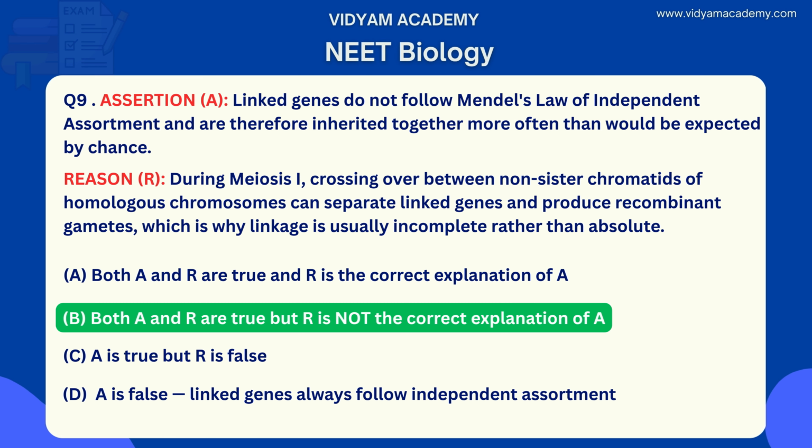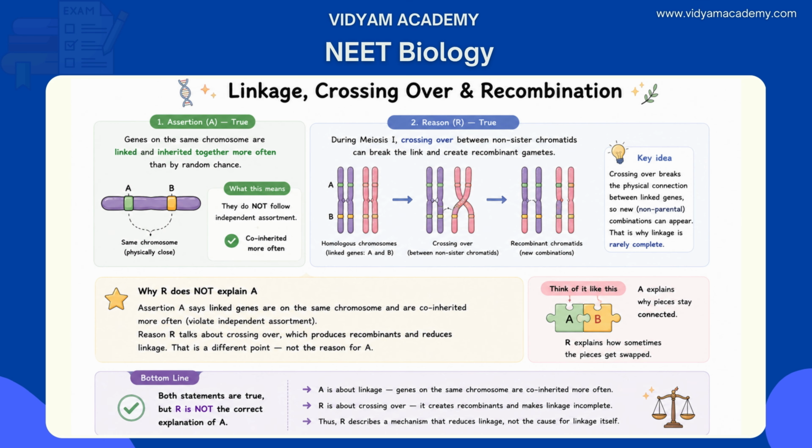Option B is the right answer because both A and R are true independently, but R is not the correct explanation of A. Let's see why. Assertion A is true because genes on the same chromosome are physically linked and therefore tend to be inherited together, violating independent assortment, so they show co-inheritance frequencies above what random chance would predict. Reason R is also true: crossing over between non-sister chromatids during prophase 1 of meiosis does break the physical connection between linked genes and thus produces recombinant, non-parental gametes, which is why absolute linkage is rare.